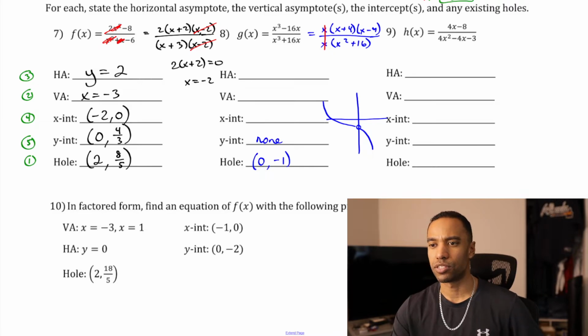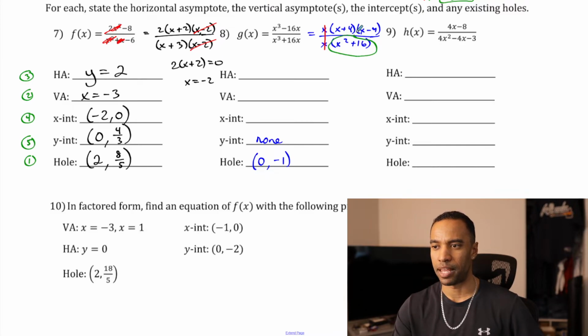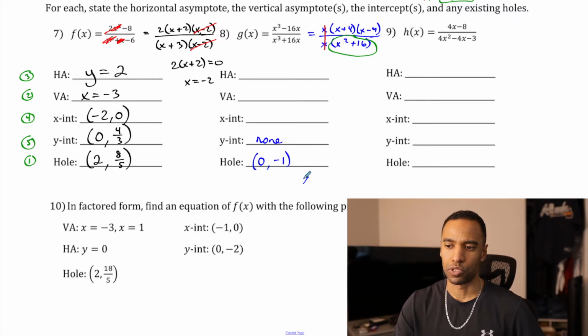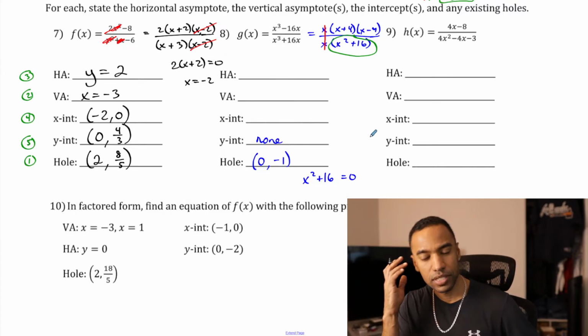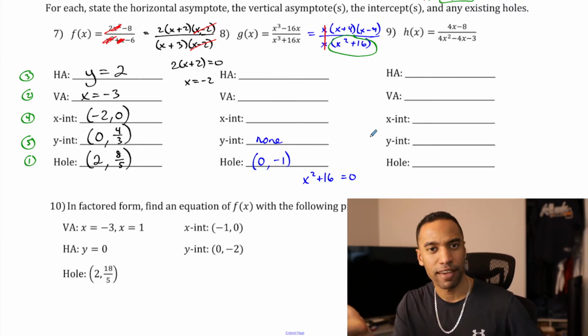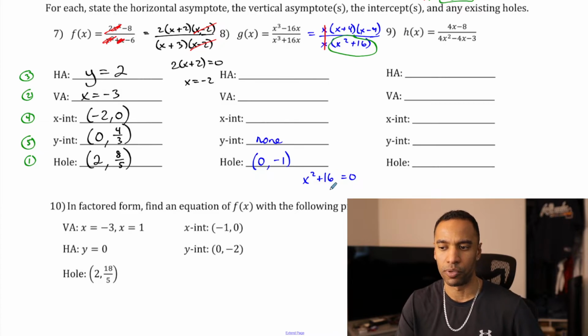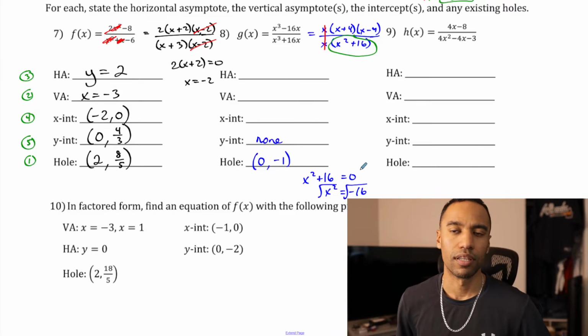All right, let's go to the vertical asymptote stuff, though. Now, vertical asymptote is setting all of the remaining denominator factors equal to 0. So when does x squared plus 16 equal 0? This is a bit of a trick question, because to solve this we would tend to solve by factoring, but this is not factorable, so you'd probably solve using square roots. Subtract 16 over, x squared is negative 16, and then take the square root of both sides. That's not negative 4.